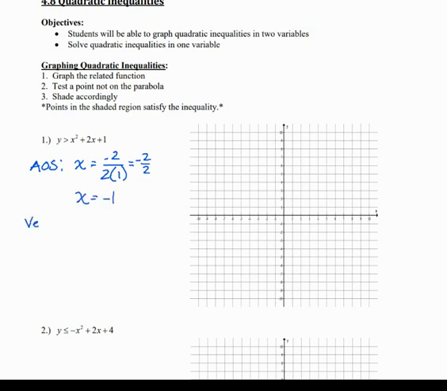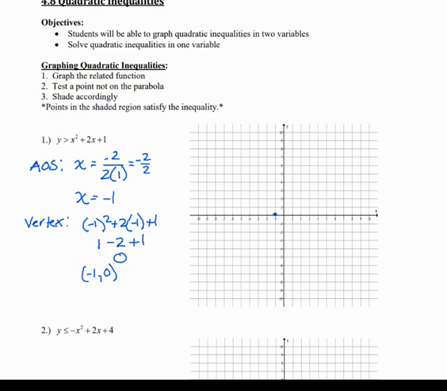From there, I will find my vertex by plugging in the negative 1. So we'll get negative 1 squared plus 2 times negative 1 plus 1. This gives me 1 minus 2 plus 1, which gives me 0. So in this case, we have the vertex of negative 1, 0. Now let's plot that. Negative 1, 0 is here.